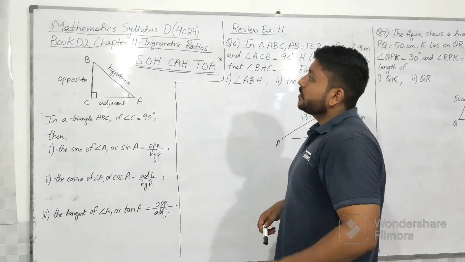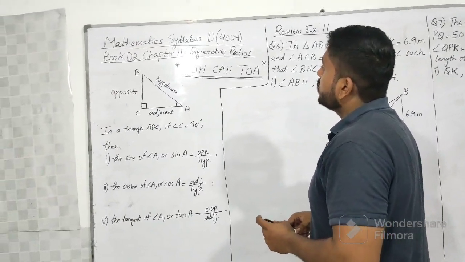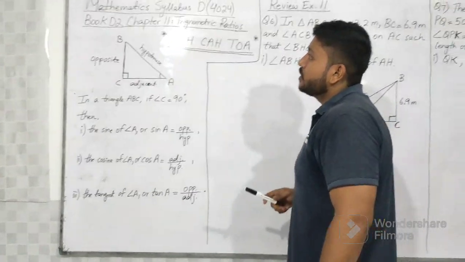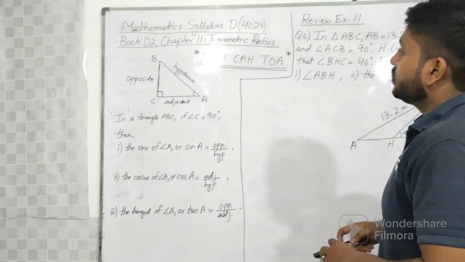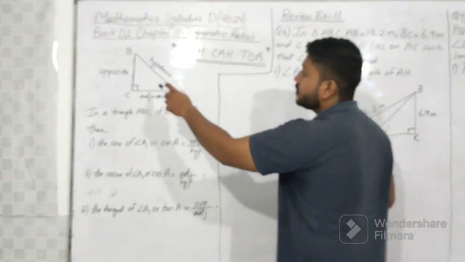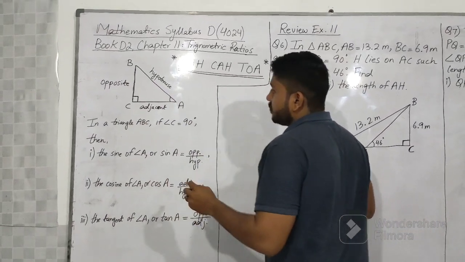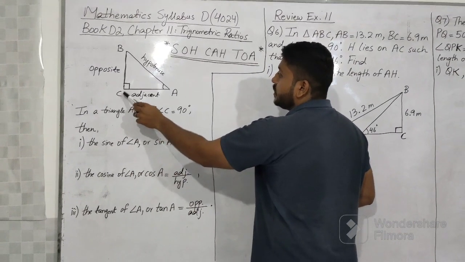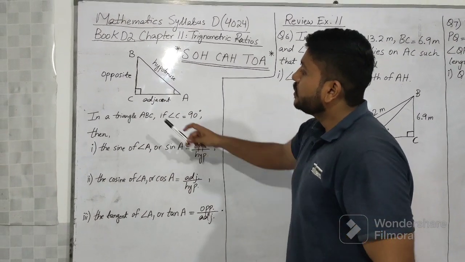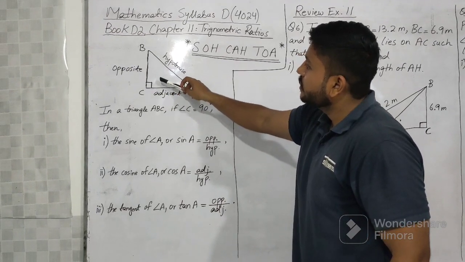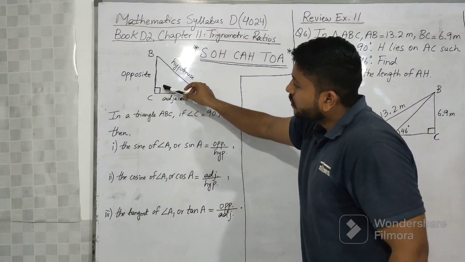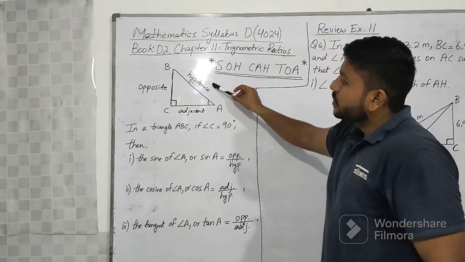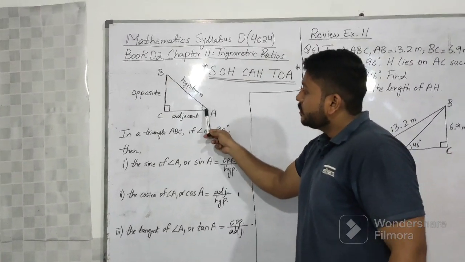So we will be starting with chapter 11, trigonometric ratios of book D2 mathematics syllabus D. So here it's a right angle triangle ABC, with 90 degrees at C. Angle C is 90 degrees here. The side opposite the 90 degree will be the longest side, which is the hypotenuse.